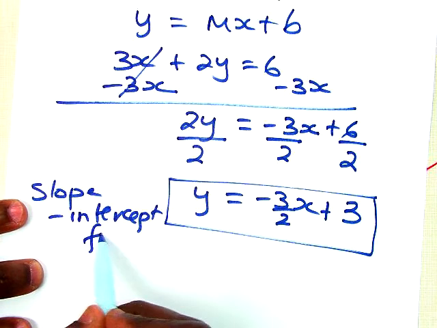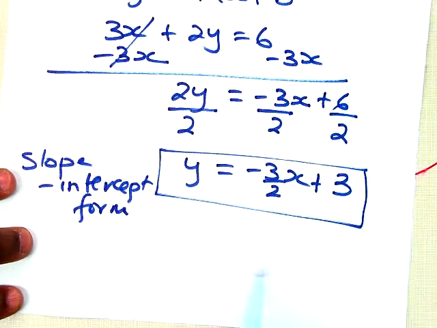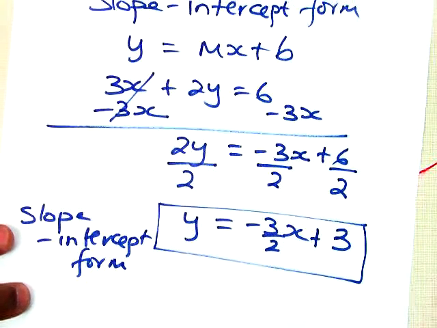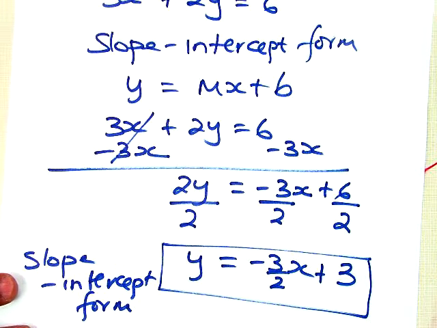slope-intercept form. You can now clearly see from this format that the slope is negative 3 over 2, which is the coefficient before the x. The y-intercept is 3. So now that I have this equation in slope-intercept form, the next step is to graph it.